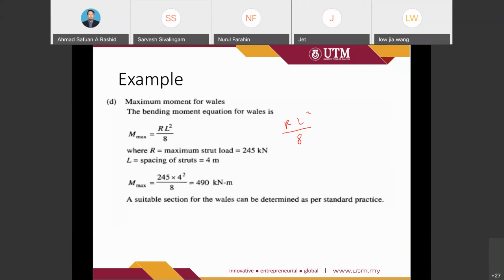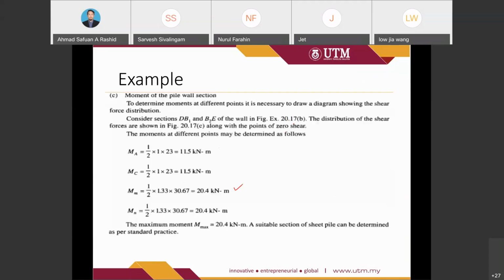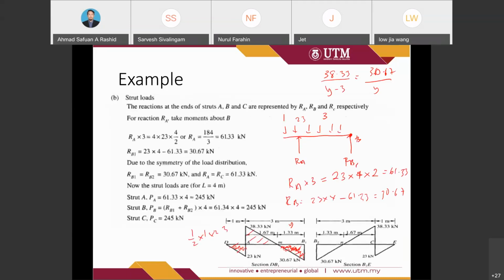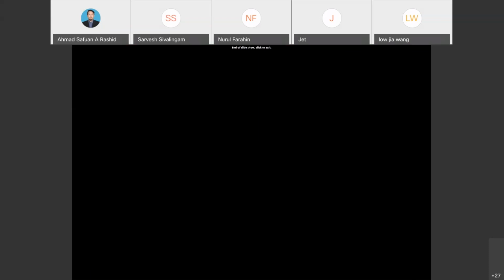Then we need to use a catalog to get the type of the material or the size of the structure to be used, by referring to all this information. So that is for the braced cut system.